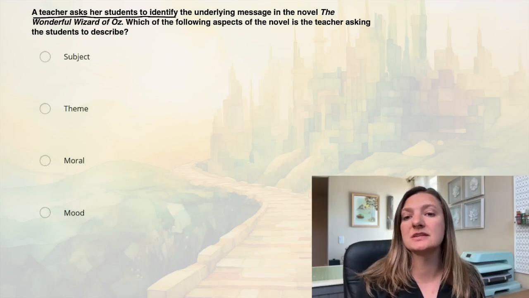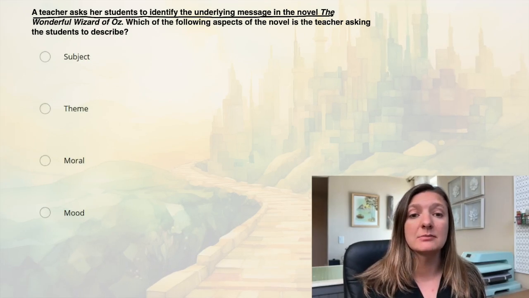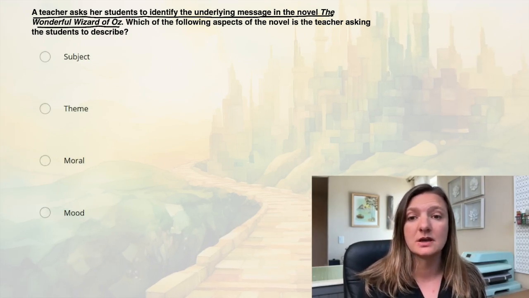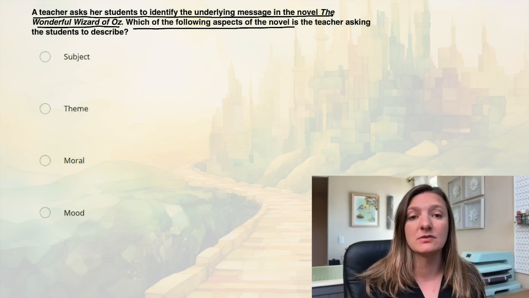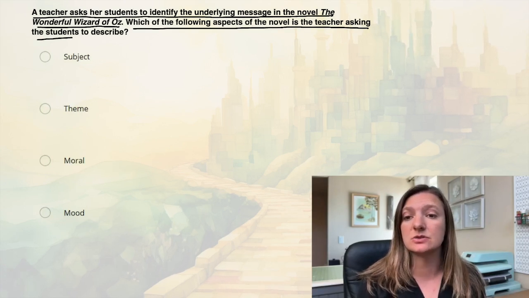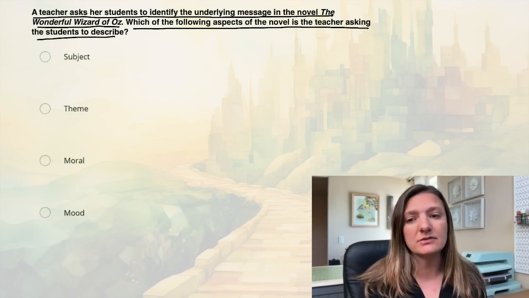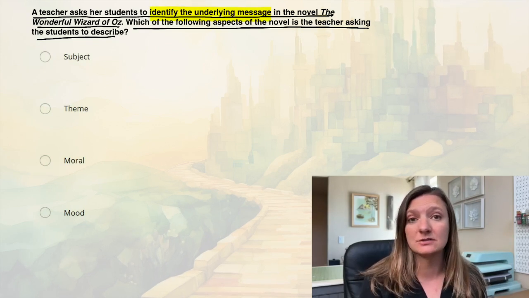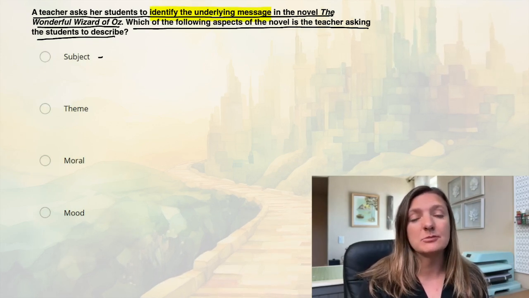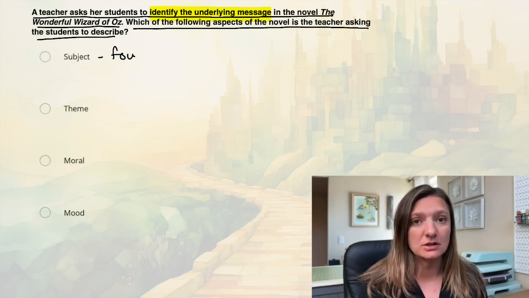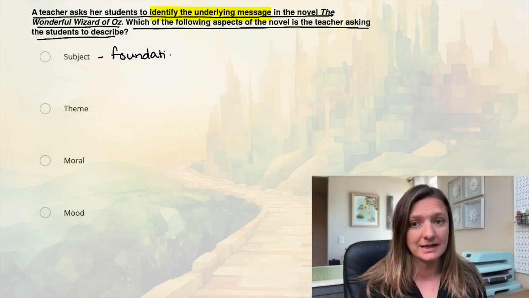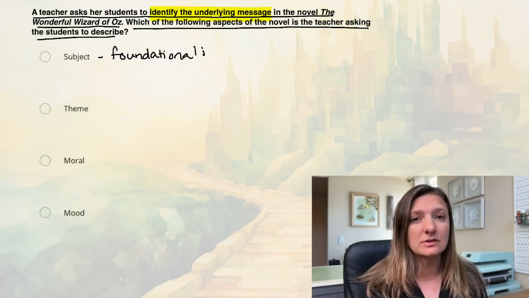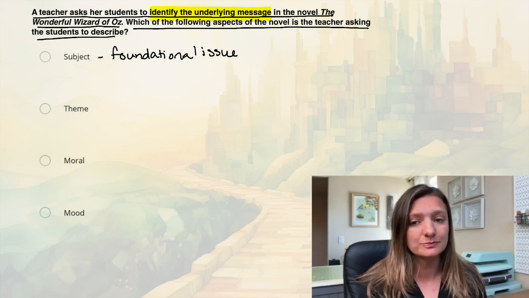Question 2, a teacher asks her students to identify the underlying message in the novel The Wizard of Oz. Which of the following aspects of the novel is the teacher asking the students to describe? So let's look at all of these different aspects. So we are looking for identify the underlying message. The subject, this is really the foundational issue of the whole text. So not necessarily that underlying message, but the foundational issue.